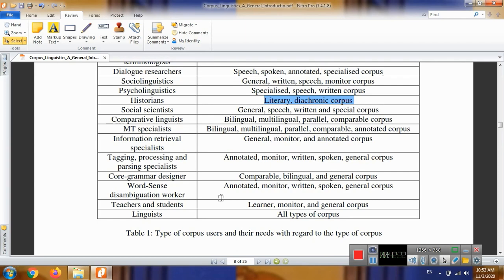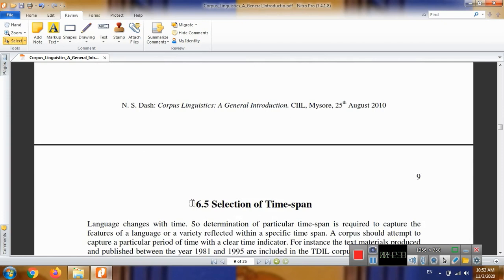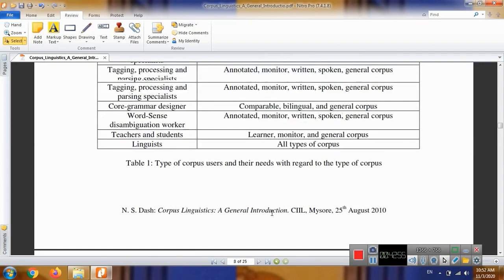Teachers and students deal with learner, monitor, and general corpus. And linguists are concerned with all types of corpus. According to their purpose of investigation, they can use the different corpus. Okay, until the end of the time spent, we continue this matter and this discussion in the next sessions.